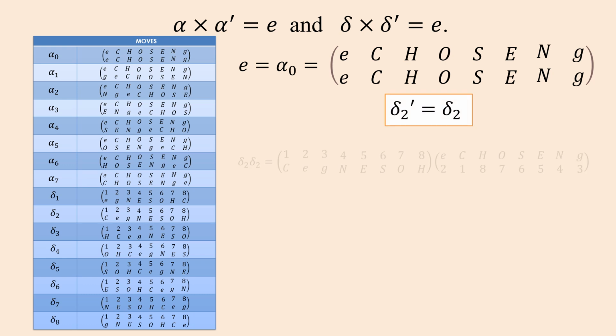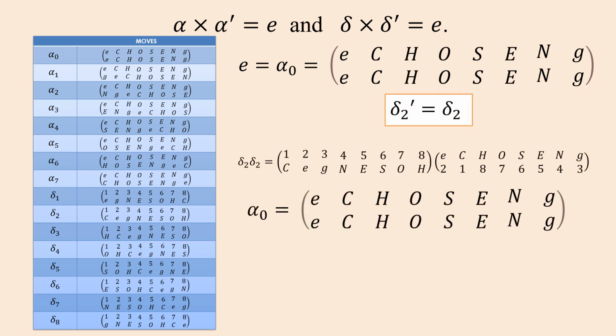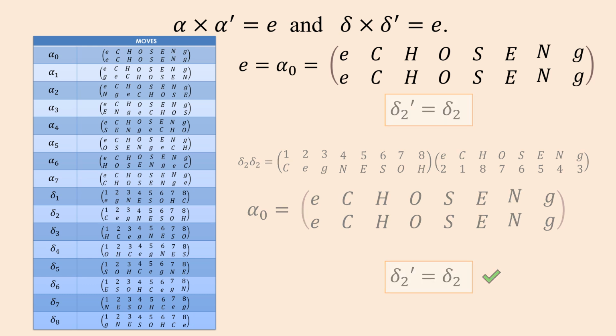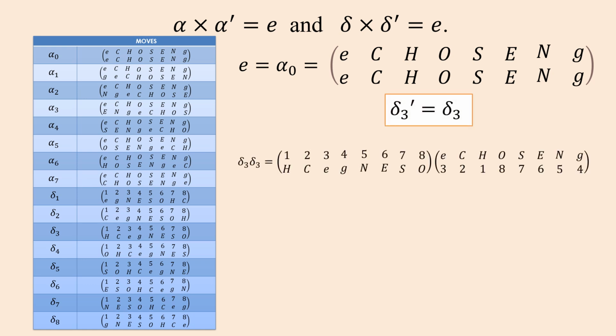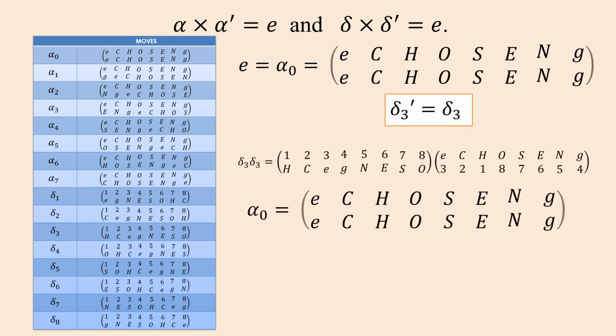As well as delta sub 2, the result also is the identity element when you perform permutation multiplication. Therefore, it is true that the inverse of delta sub 2 is delta sub 2. Next, delta sub 3. As we can see, the result is the identity element as well. Therefore, the inverse of delta sub 3 is delta sub 3.